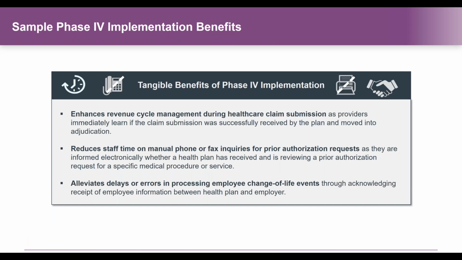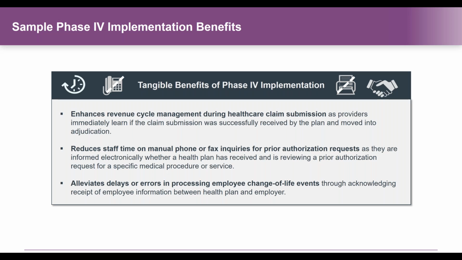Hopefully, as you've seen, the specific requirements that we have for phase 4 related to these 4 transactions, the claim, the prior authorization, the premium payment, and the enrollment-disenrollment transaction have many unique benefits related to them. Obviously, particularly with prior authorization and claims, you can really enhance the revenue cycle management process because you're simplifying the way that the provider interacts with the health plan.